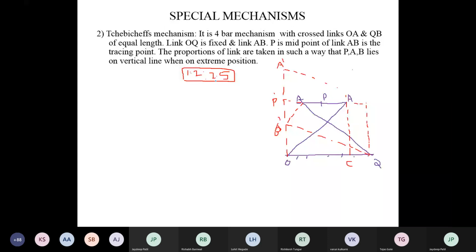Now consider in this mechanism OA and QB are of the same equal length, and we assume that it is X. Suppose this is your X. Now the length of the fixed center OQ is Y. OQ is Y, and AB is 1. This distance is 1, 1 unit you can see. Consider AB is 1, OQ is Y, OA and QB are X. Do you understand? We assume here only.